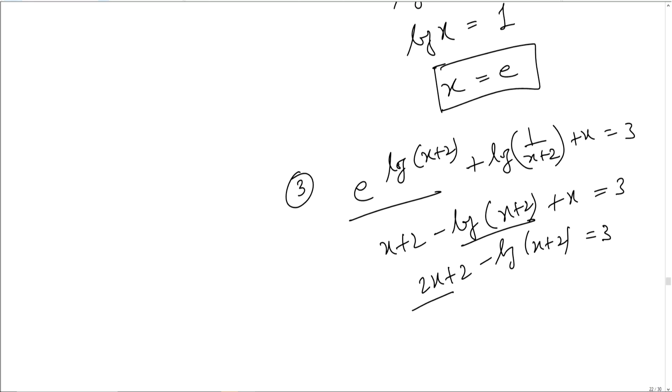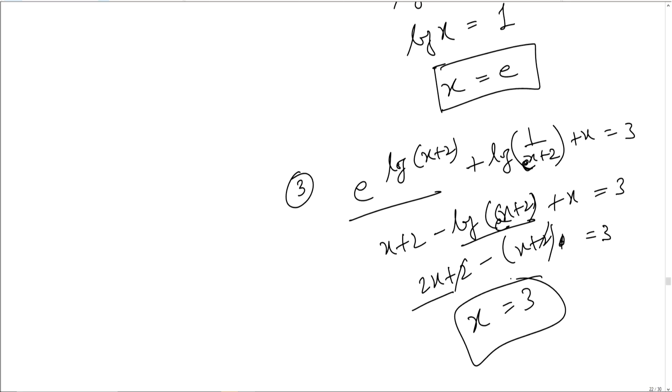Maybe I can change this problem slightly. So, let us say this is e to the power (x plus 2) here in the denominator. So, you can rewrite it as minus log e to the power (x plus 2), which can be written as minus (x plus 2), equals 3. So, what you have is actually the 2 will cancel out, x equals 3. That is the solution.